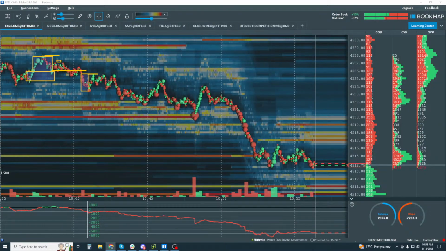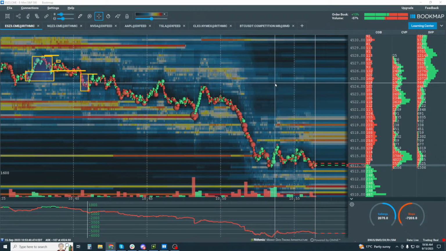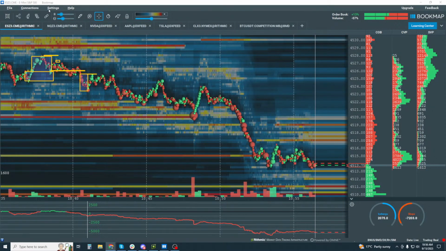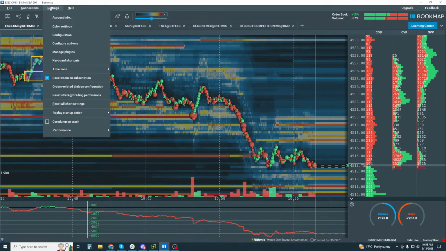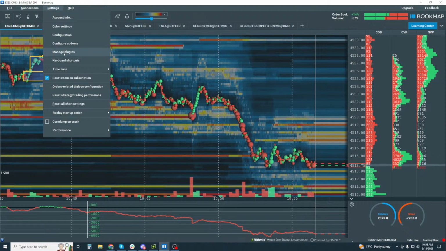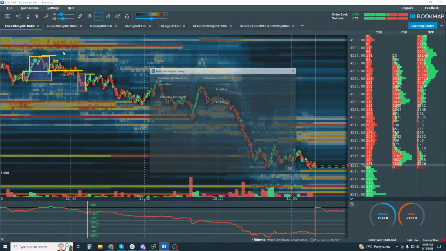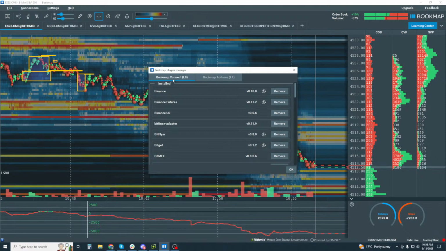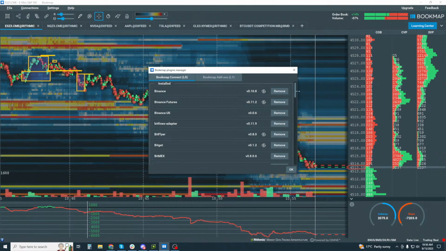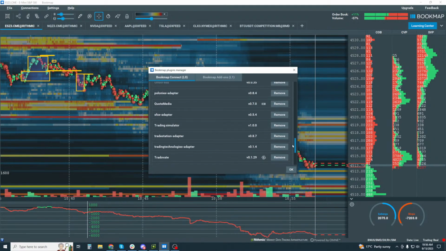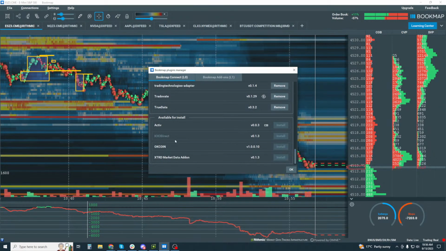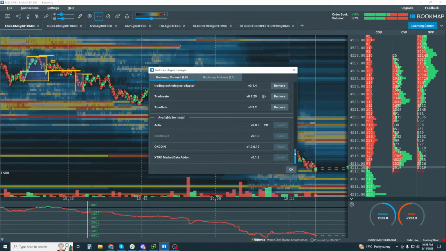All right, so anyway, once you have that latest version of Bookmap, then you can come up here and go to settings and go to your plugins manager or manage plugins here. Okay, and then it's Bookmap Connect level 0 here. These are all your connection adapters here, and then you should see it down here most likely, and click on install.